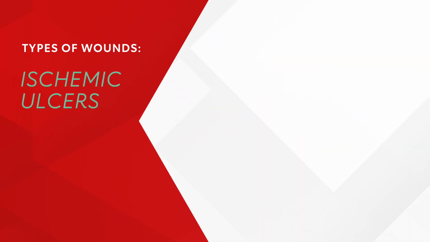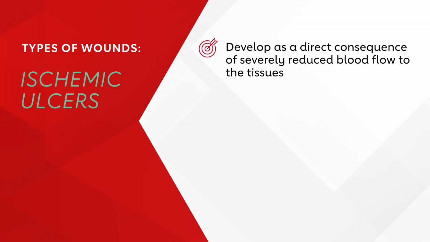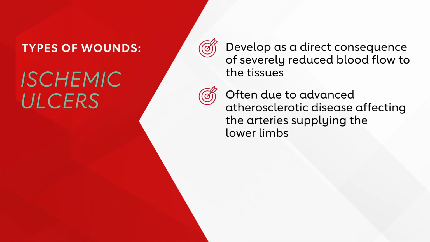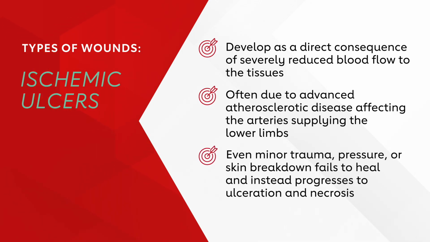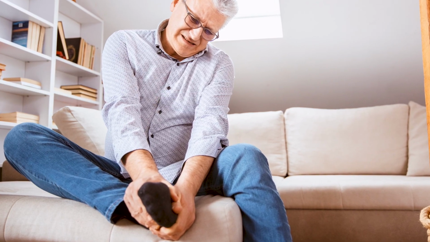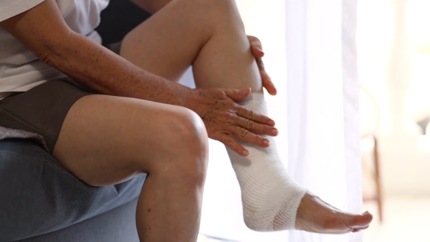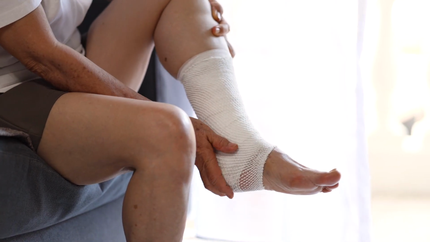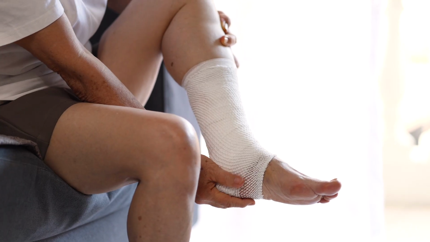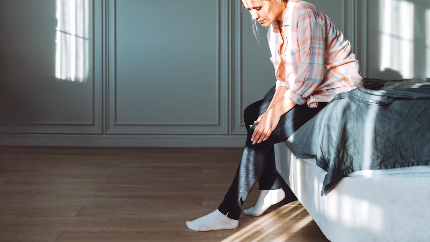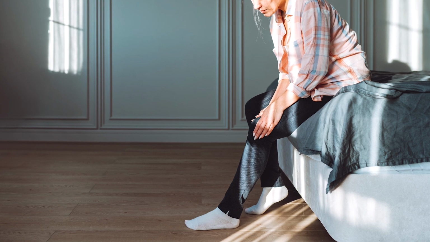Second, ischemic ulcers. These ulcers develop as a direct consequence of severely reduced blood flow to the tissues, often due to advanced atherosclerotic disease affecting the arteries supplying the lower limbs. Because of this inadequate perfusion, even minor trauma, pressure, or skin breakdown fails to heal and instead progresses to ulceration and necrosis. Clinically, ischemic ulcers are typically painful, especially when the patient is lying flat, as gravity no longer assists blood flow to the foot. Patients often describe rest pain, which worsens at night and may be relieved by dangling the foot off the bed to improve perfusion via gravity.